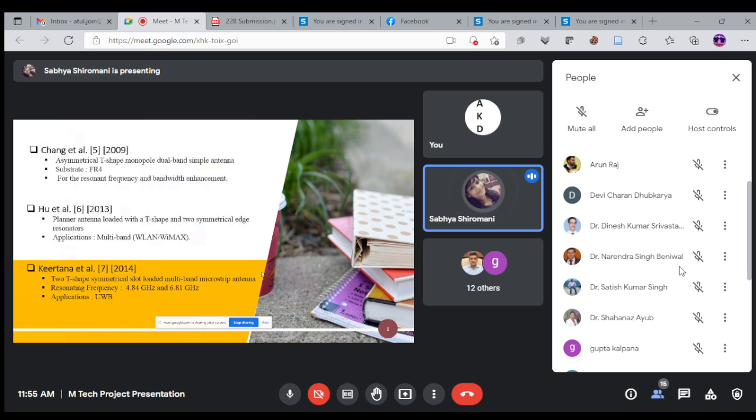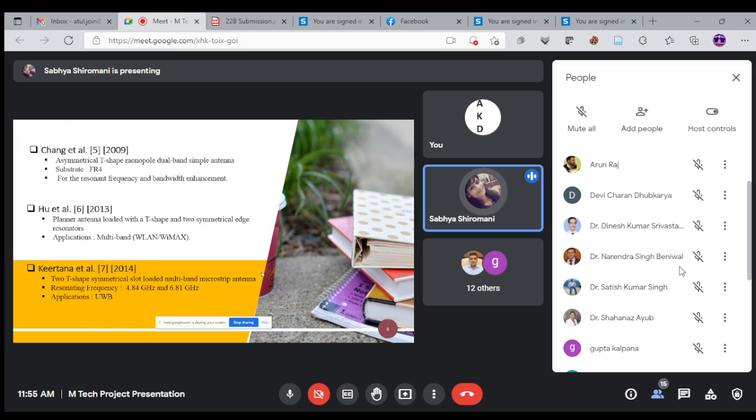Thereafter, we have Chang et al., who have carried out their results on the asymmetrical T-shaped monopole dual band simple antenna. The substrate that was used was FR4, which was basically used by all of those as well. For the resonant frequency and bandwidth enhancement, he has done his results. Hu et al. have done the planar antenna loaded with T-shape and two symmetrical edge resonators, and the applications he designed for were multi-band, that is for wireless LAN and WiMAX.